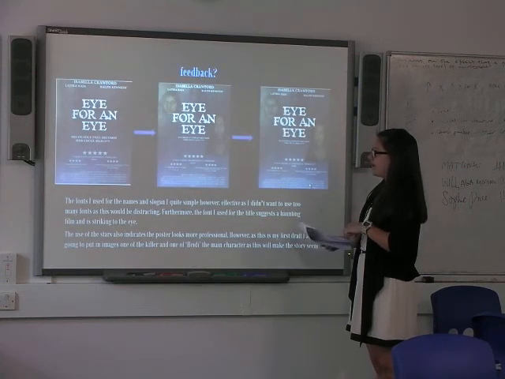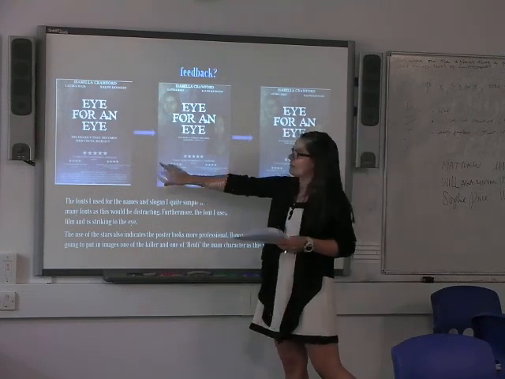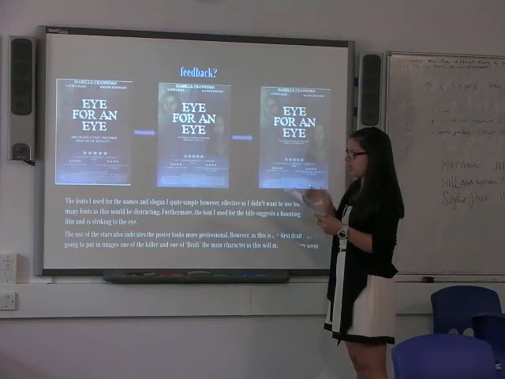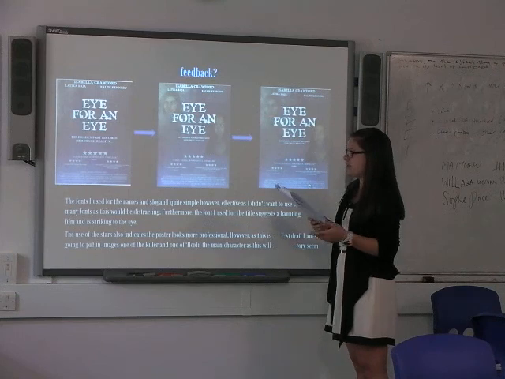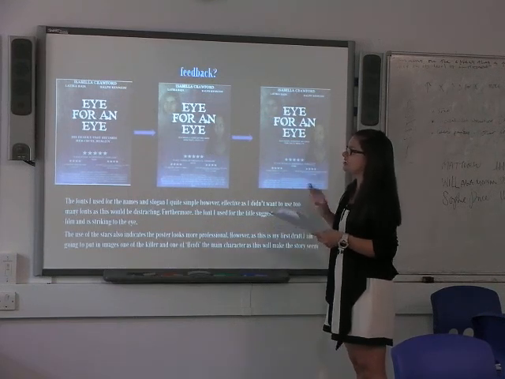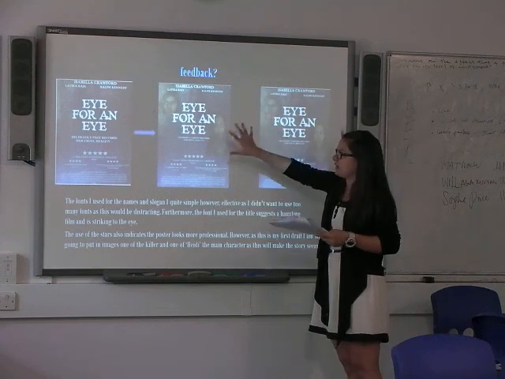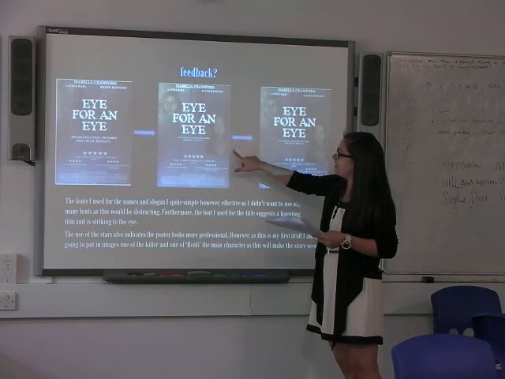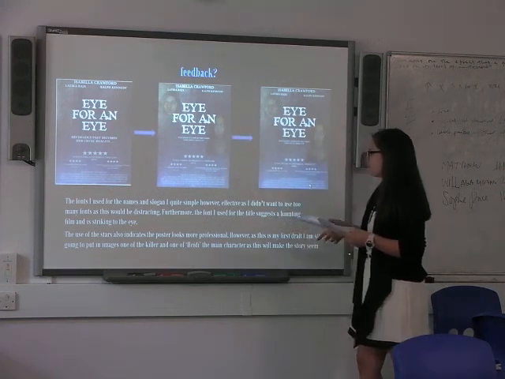In terms of feedback for my poster, this was my first draft poster. The fonts I used and the names are quite simple, however effective, but I didn't want to use too many fonts as this would be really distracting. Then looking at my second draft, I added two images because that was my feedback from my teachers and peers. So I added the two images of the protagonist and the thief and the killer.